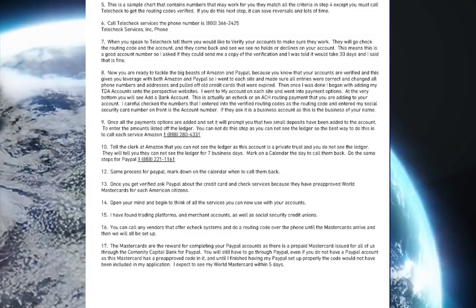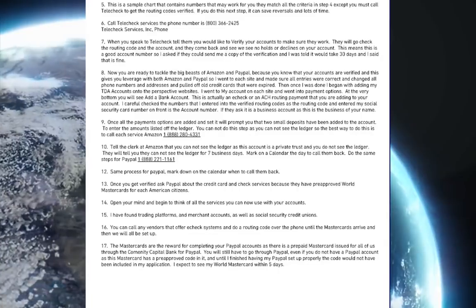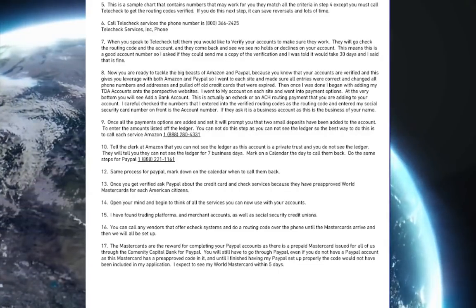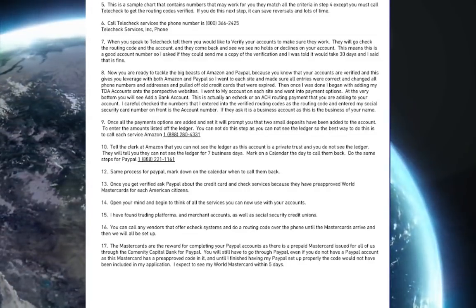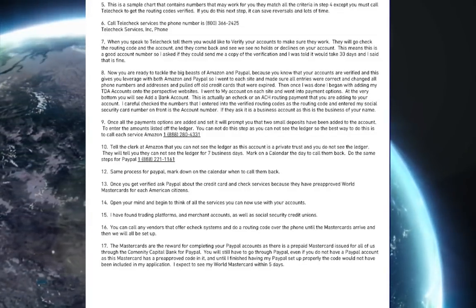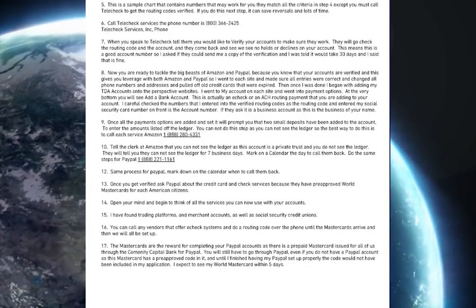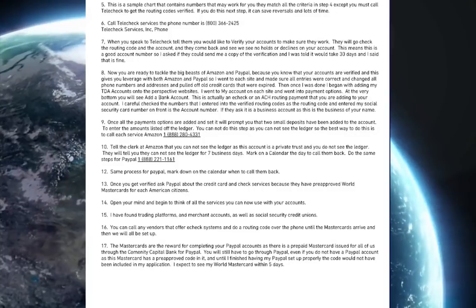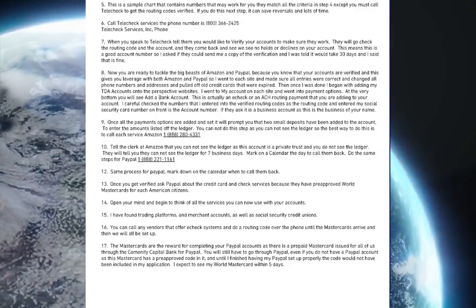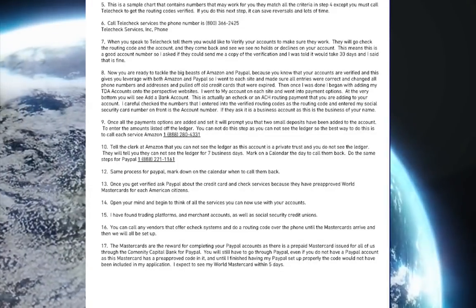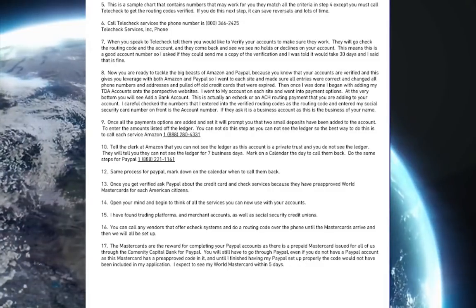They will go check the routing code and the account, and they come back and see no holds or declines on your account. This means this is a good account number, so I asked if they could send me a copy of the verification, and I was told it would take 30 days, and I said that is fine. 8. Now you are ready to tackle the big beasts of Amazon and PayPal, because you know that your accounts are verified, and this gives you leverage with both Amazon and PayPal.